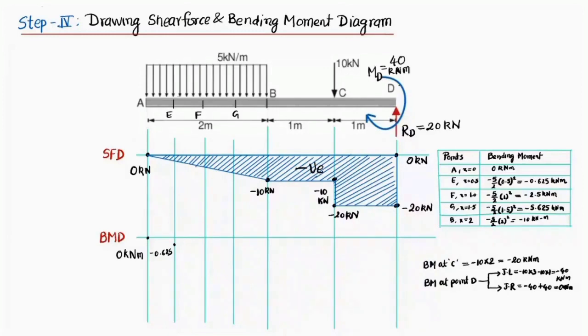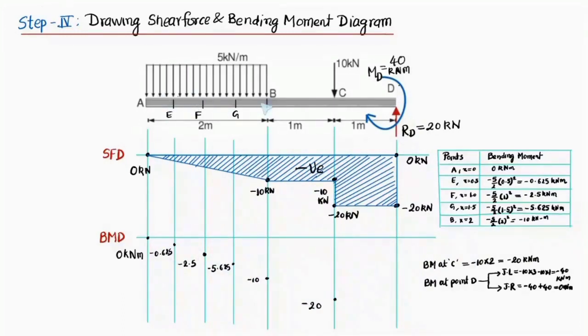Bending moment at point F is minus 2.5 kilonewton meter. So let's say it's here. Again, the bending moment at point G is minus 5.625, friends, and bending moment at point B is minus 10 kilonewton meters. Okay, so we got the variation up to this particular point, that is up to the point B. Now we would like to plot the variation at point C. At point C it is minus 20, friends, so it is somewhere here. Let's say minus 20.